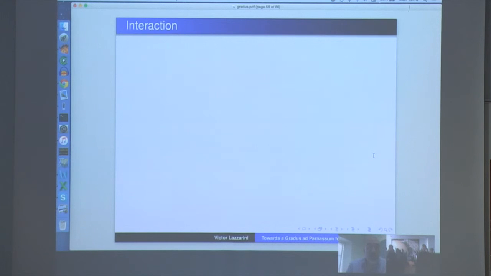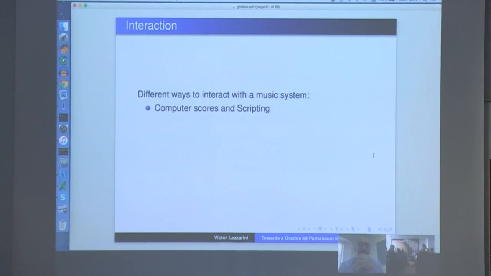So finally, we move on to the aspect of interaction, and the different ways that you can interact with a computer music system. The technologies that are there, the ideas of interaction, the idea of using computer scores and scripting. So different ways of notating and translating things to computer, and being able to script these things in different scripting systems and languages.